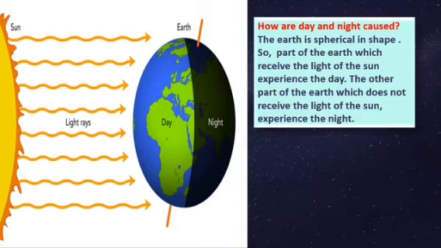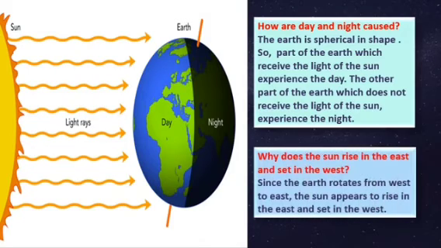Children, do you know in which direction does the sun rise and set? Yes, the sun appears to rise in the east and set in the west. Why is it so? Because the earth rotates from west to east. So the sun appears to rise in the east and set in the west.